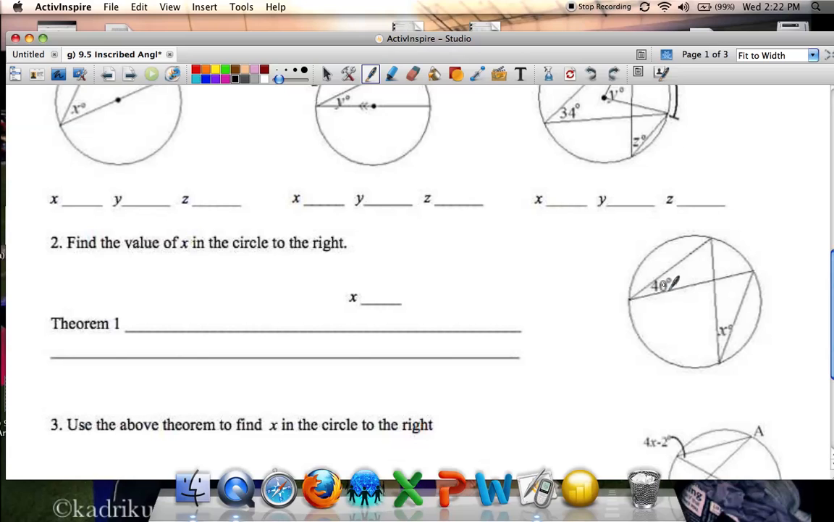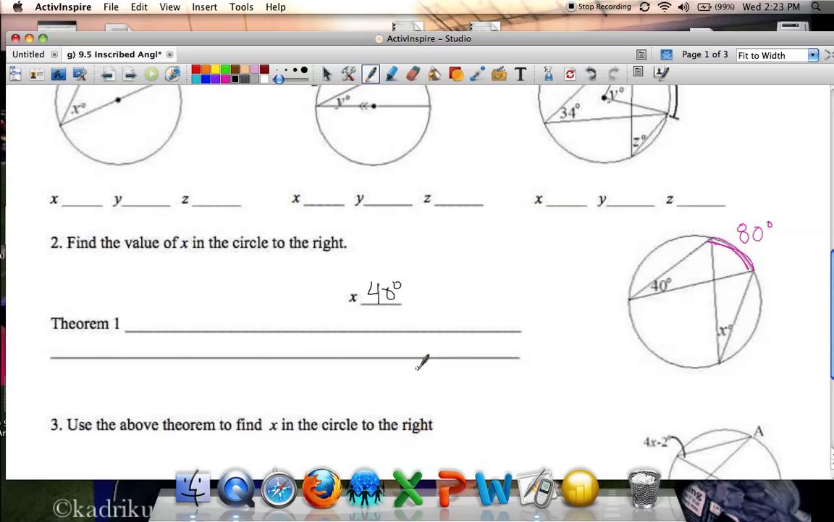40 degrees is an inscribed angle. It cuts this arc. We know this arc has a measure twice 40, so this arc length must be 80 degrees. If you notice, x degrees is an inscribed angle which cuts the same arc of 80 degrees. Therefore, the value of x is half of 80, which is 40 degrees.